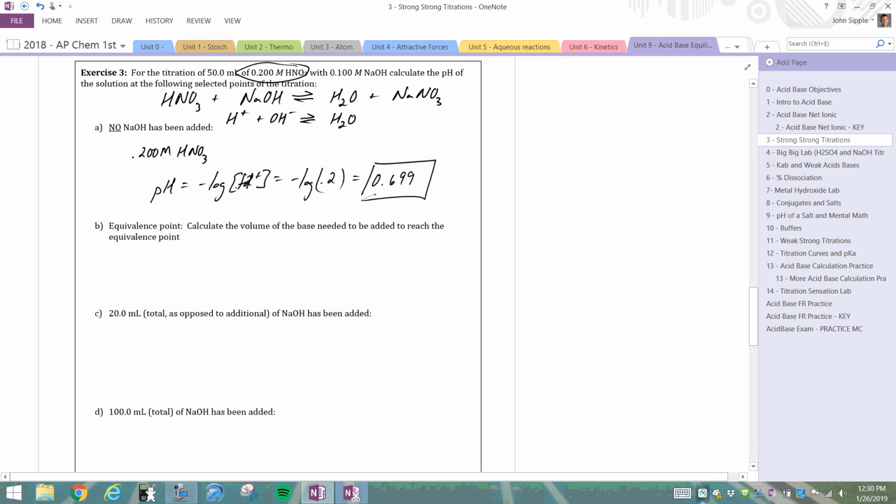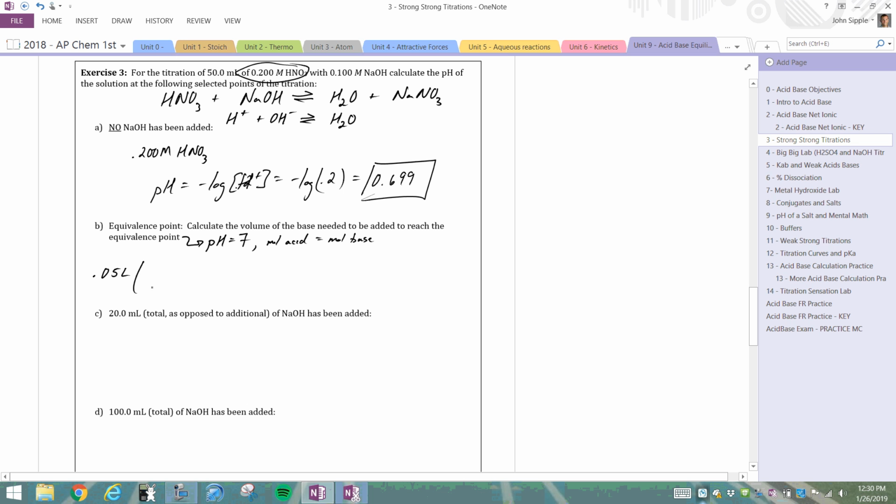Okay, great. Next, for the equivalence point, they want us to calculate the volume of base needed to reach it. Remember, at the equivalence point, pH is going to be equal to 7, and it's also the point at which moles of acid equal moles of base. So all we need to do here is a little stoichiometry. We have to figure out how many moles of acid we have in solution.